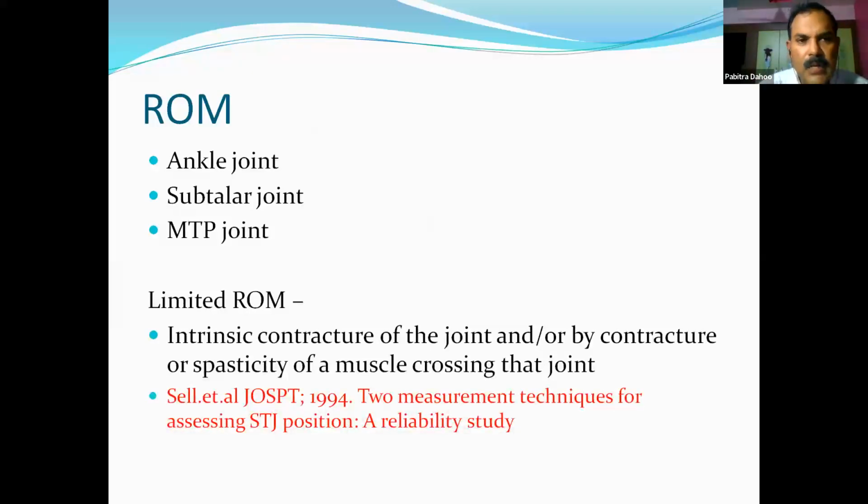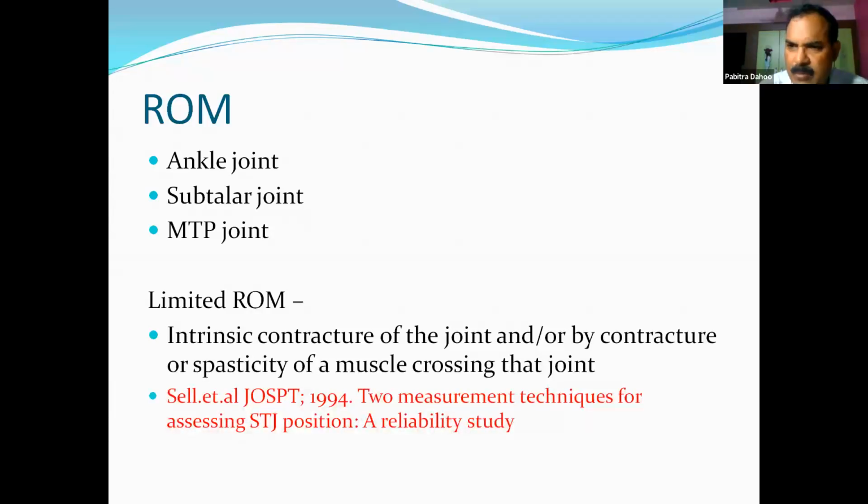That's really important, because this gives you a clue as to what procedure you are going to do. So mostly we are dealing with range of movement as far as the foot and ankle is concerned: ankle joint, subtalar joint, metatarsophalangeal joints. So you will expect some amount of limitation of range of motion in different joints. So why is this limitation possible in case of spastic foot and ankle? It's because of intrinsic contracture of the joint, or by contracture of the spastic muscles crossing that joint.